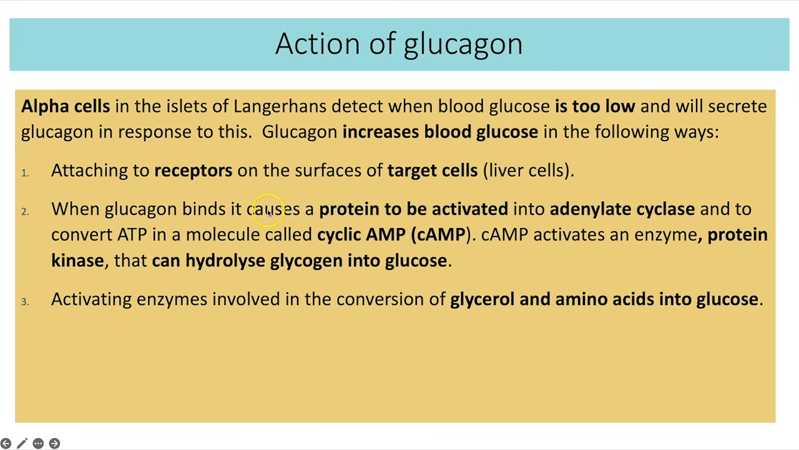Again, it's transported in the blood, attaches to complementary shaped glucagon receptors on the liver cells. But when the glucagon binds, it causes a protein to be activated, adenylate cyclase, to convert ATP into cyclic AMP. Cyclic AMP activates an enzyme, which is a protein kinase, and that enzyme can hydrolyze glycogen into glucose. And that glucose is then released back into the blood. It's also responsible for activating enzymes involved in converting glycerol from lipids and amino acids from proteins into glucose.